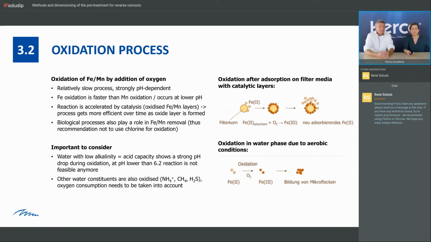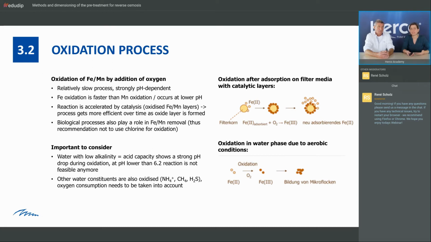Now we'll come to the oxidation process. What happens here is we oxidize iron 2 to iron 3, and the same goes for manganese 2 to, I think, 4. What is important here is that it's a relatively slow process compared to filtration. It's strongly pH dependent. That's why we always ask for the pH value and the alkalinity. Usually it's a bit easier for iron. The oxidation is a bit faster and it still occurs at a lower pH where manganese already has a problem.